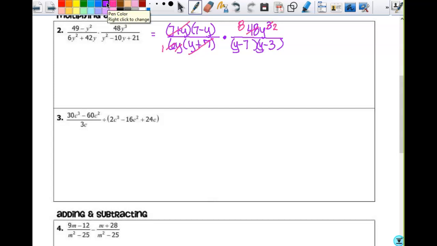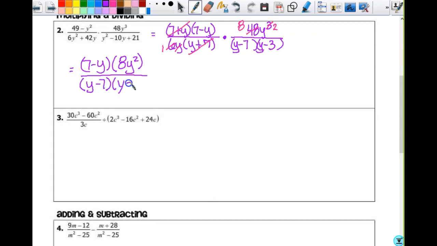Because I have a lot of stuff marked out now, let me rewrite what we have. I have 7 minus y, and that's going to be times 8y squared. In the denominator, that first fraction, I got nothing. It's all just 1 now. The second one gives me y minus 7 times y minus 3.